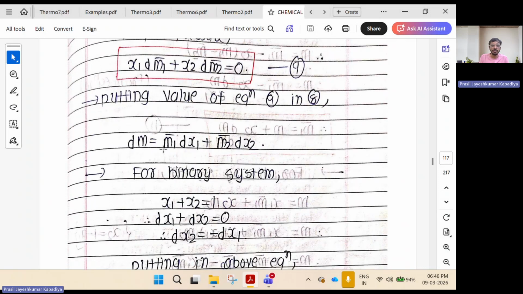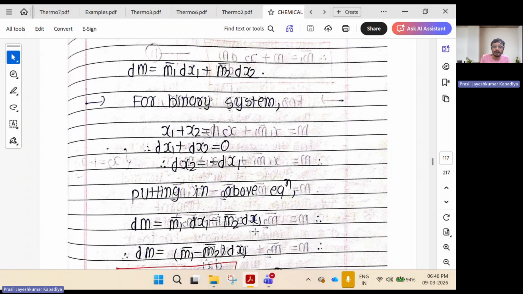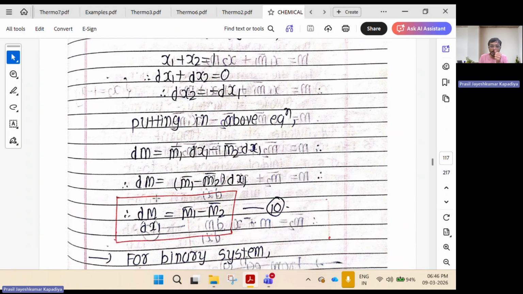So let's try to reduce this equation to one variable. We have x1 plus x2 is equal to 1. If I differentiate this equation, dx1 plus dx2 will be equal to the differentiation of the constant 1, which is 0. So we have dx2 is equal to minus dx1. So we have dm is equal to m1 bar dx1 minus m2 bar dx1, so dm is m1 bar minus m2 bar into dx1. So I can write that dm by dx1 is equal to m1 bar minus m2 bar.